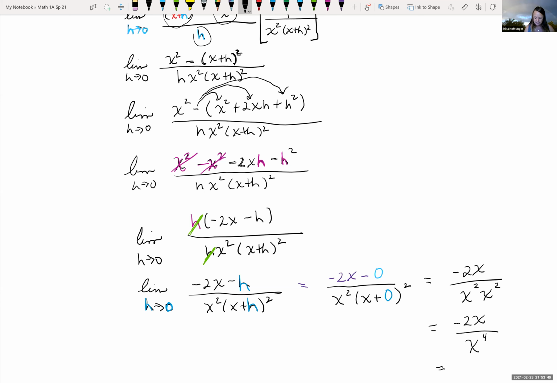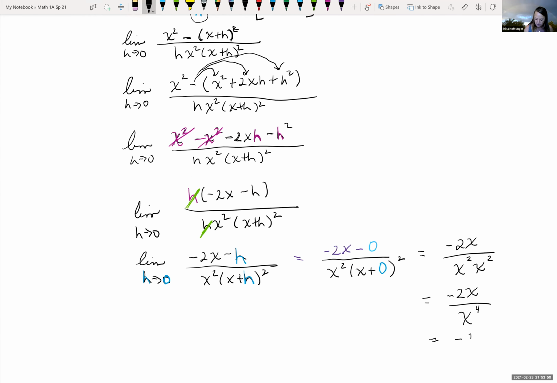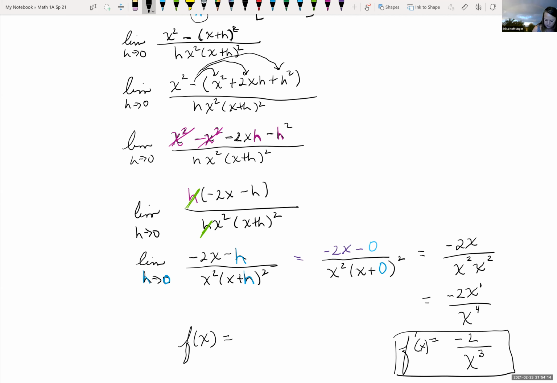Division, same base, we subtract. I'm going to keep the higher exponent in the denominator. So I'm going to take the exponent in the denominator and subtract off the 1 in the numerator. So 4 minus 1, I'm left with an x cubed. So this is f prime of x, negative 2 over x cubed. This would give me the slope anywhere, if it exists, on f of x equals 1 over x squared.